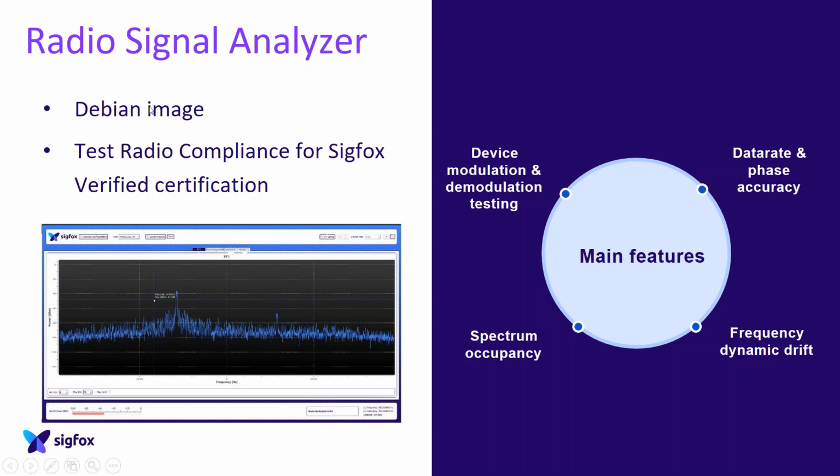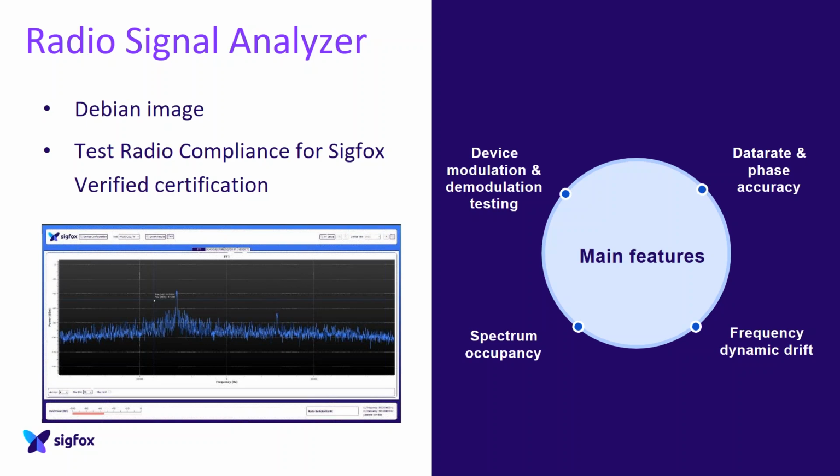The way it works is that we provide a Debian image that you need to copy on a USB stick, and then when you launch the Debian image, you've got a software that you can run, and that will allow you to test the radio compliance for the Sigfox Verified.